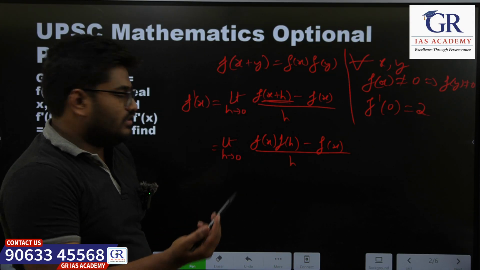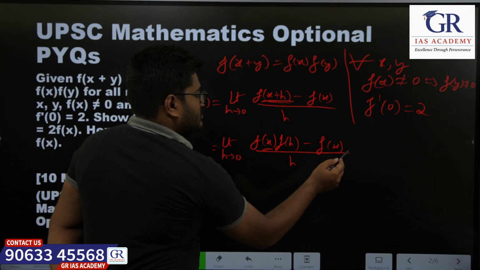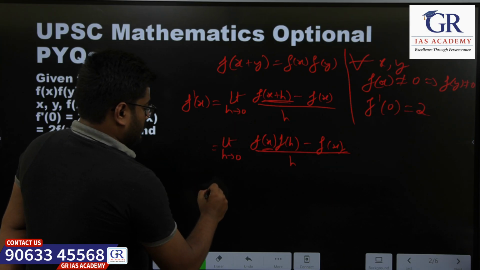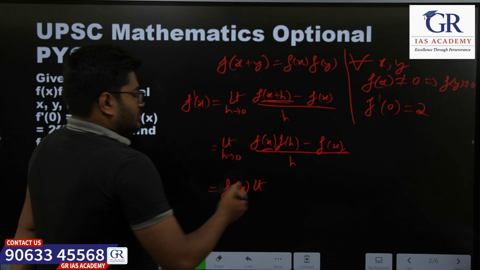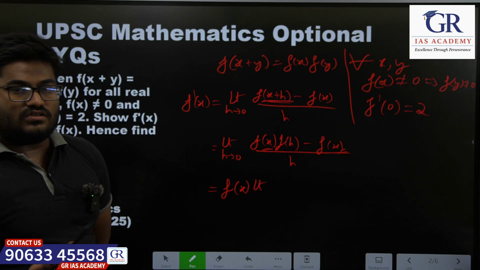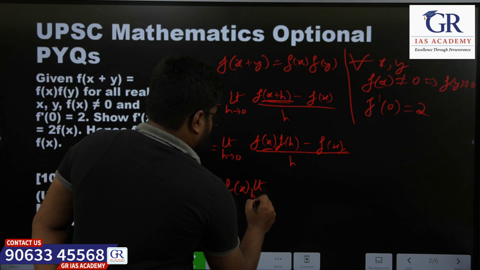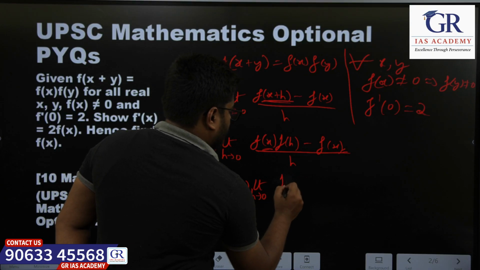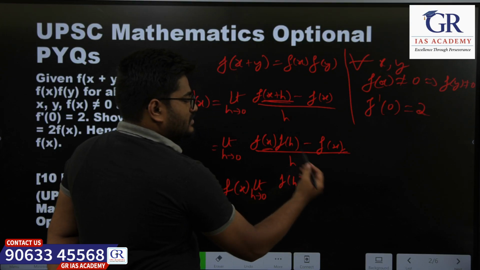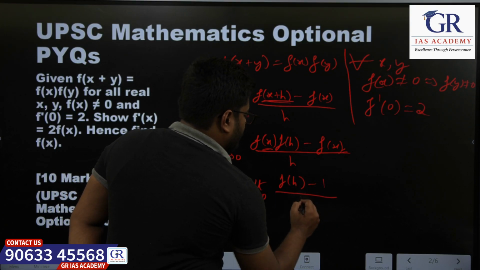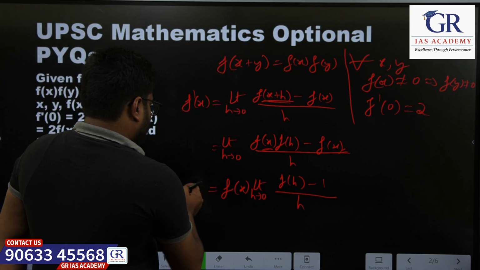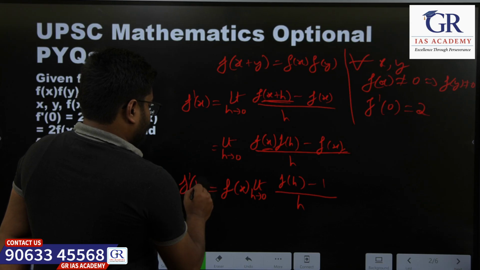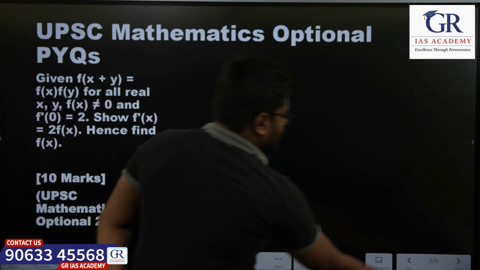So now we can factor out f of x. f of x is the common factor, so we can factor it out, and also take it outside the limit, because h is the only variable here, not x. Limit h tends to 0 of f of h minus 1, divided by h. Here we got the derivative form. So let's go to the next slide.